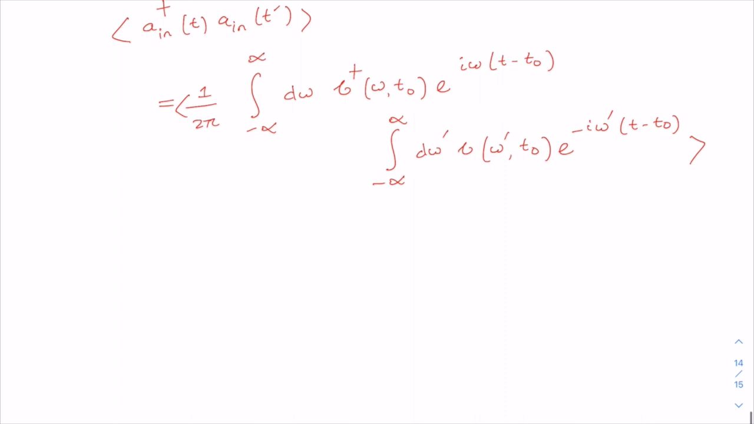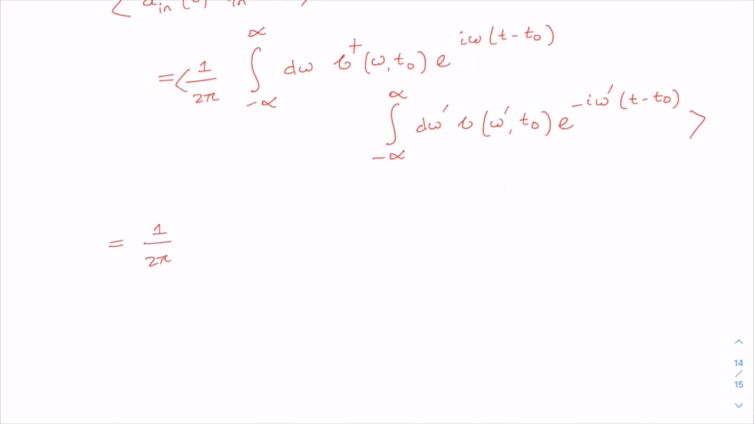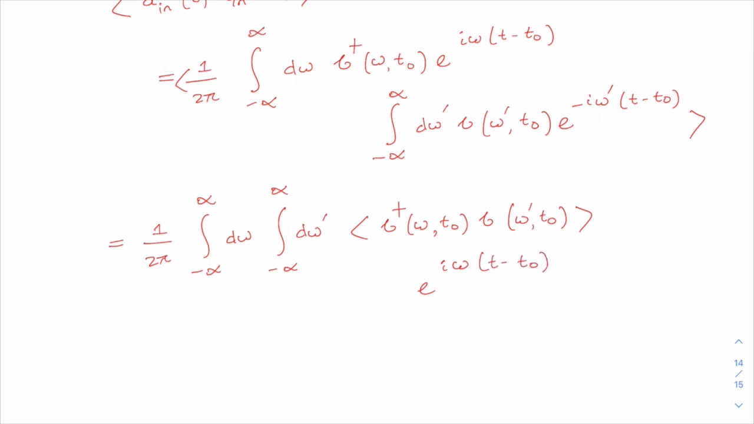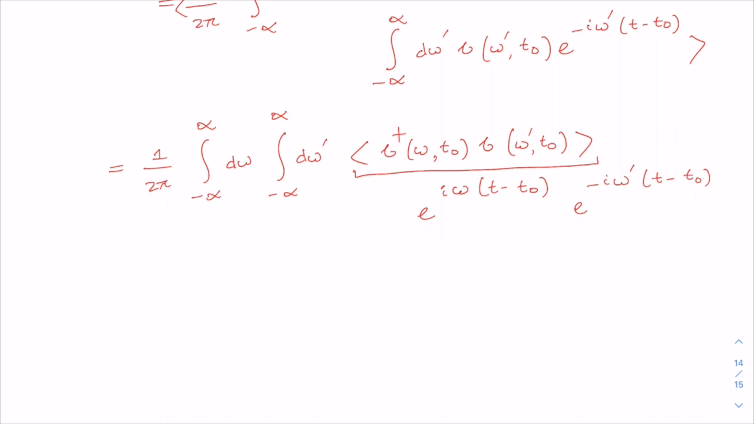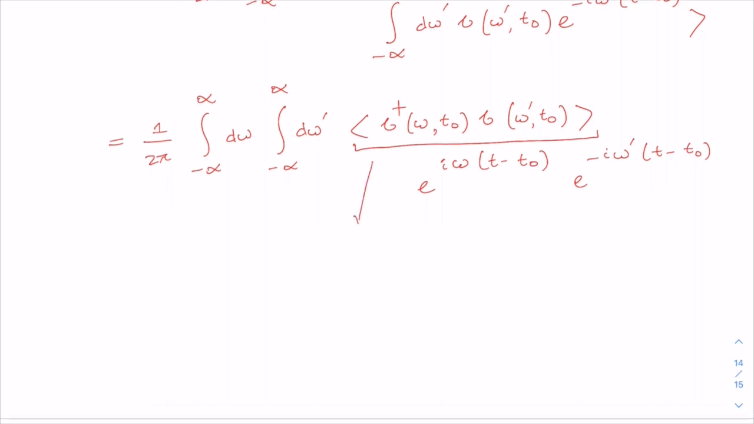So let me close the bracket, and then I have 1 by 2 pi, integration minus infinity to plus infinity d omega, integration minus infinity to plus infinity d omega dash, expectation value of b dagger omega t zero b of omega dash t zero, and I have e to the power i omega (t minus t zero), and here e to the power minus i omega dash (t minus t zero). Now you see this particular term is the expectation value of the number operator for phonons. So this is going to give us the phonon number n of omega, and then a delta function, delta of omega minus omega dash.